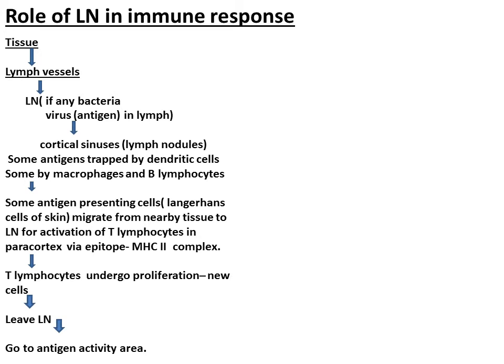Okay, so this comes to the helper T cells. The Langerhans cells, which are our APCs, migrate to the lymph node and activate the T lymphocytes in the paracortex by the epitope MHC2 complex, leading to the activation of the T helper cells. If this activation happens, it goes to proliferation and new T lymphocytes form, and these T lymphocytes then leave the lymph node and go to the area of antigen activity.